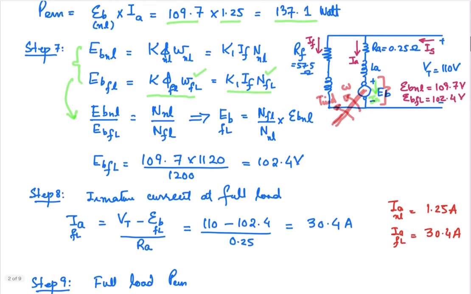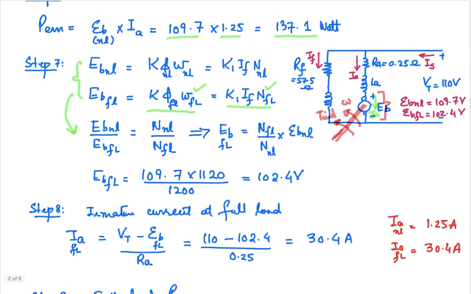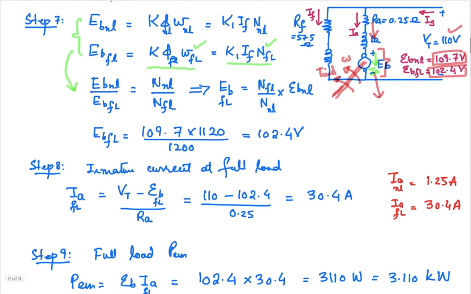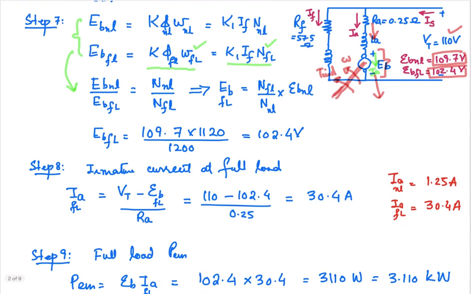So the back EMF in this circuit is going to reduce. At no load it was 109.7 volt, at full load it is 102.4 volt, and the terminal voltage is 110 volt. So the current in this branch will be changing because of the reduction in the back EMF, right? Now what will be the change in the current? You can determine that with the help of the generator equation. You know that the terminal voltage is equal to IA RA plus back EMF.